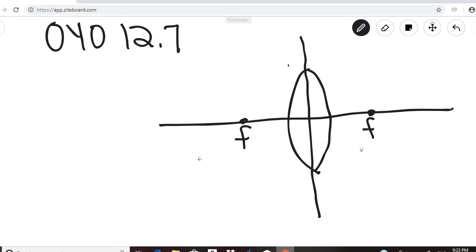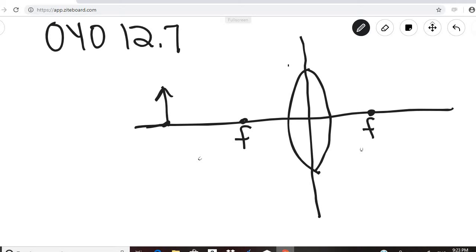And then it says that the object is 10 centimeters from the lens. So it's going to be twice this distance. So here, we could go here and then double that. So here is our object. Okay, so let's draw that object like that. Okay, so then what will happen?